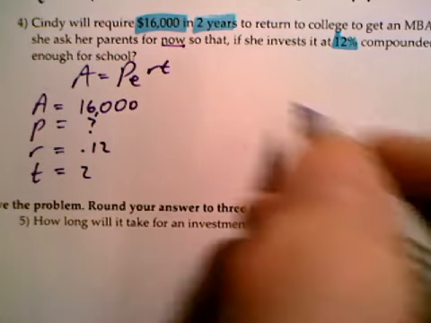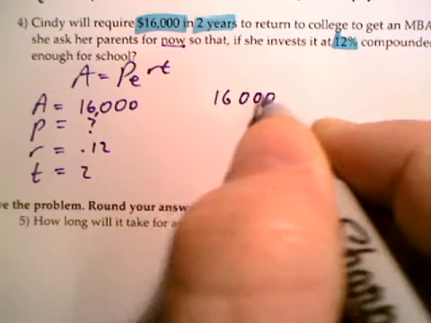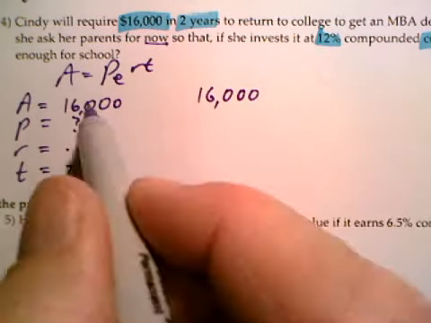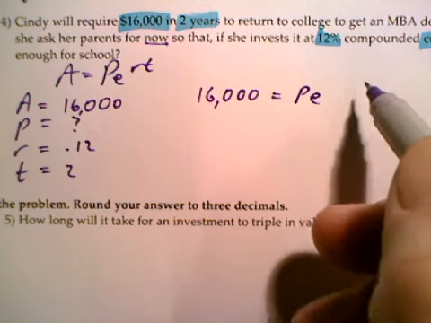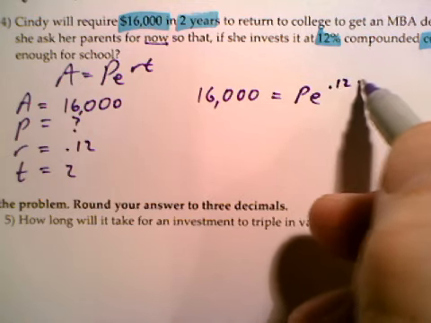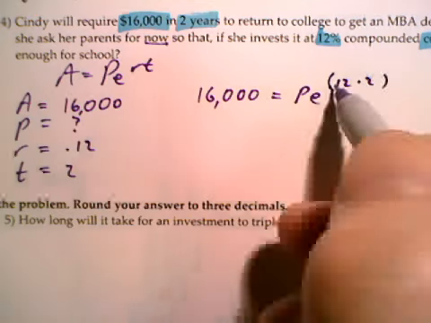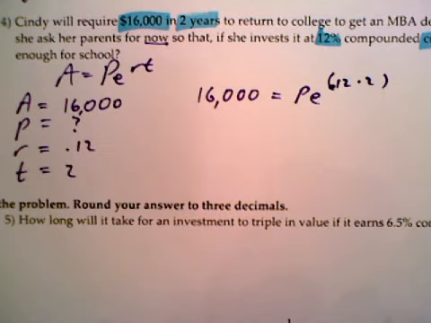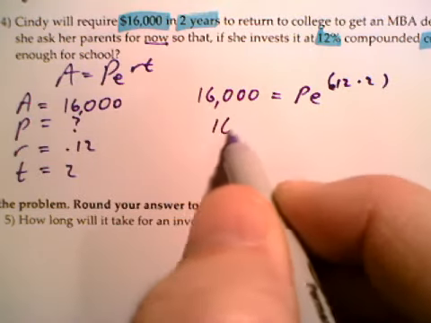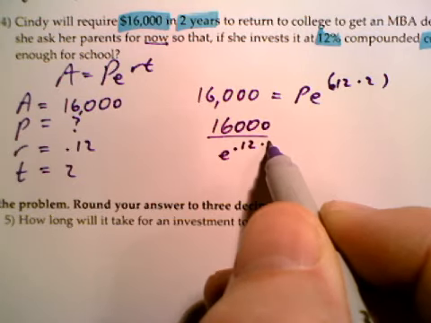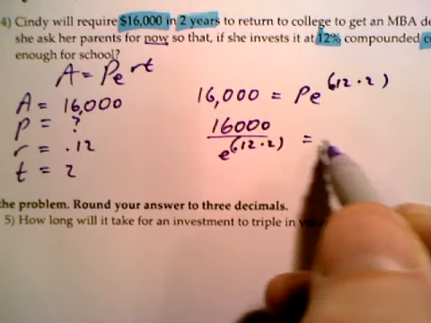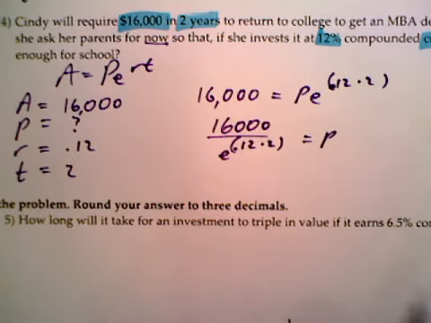So we substitute 16,000 for A. We don't know what our P is yet, and we have E to the RT, so 0.12 times 2. That's your entire exponent. So we're just going to divide 16,000 by E to the 0.12 times 2. I don't take the extra time to simplify that.